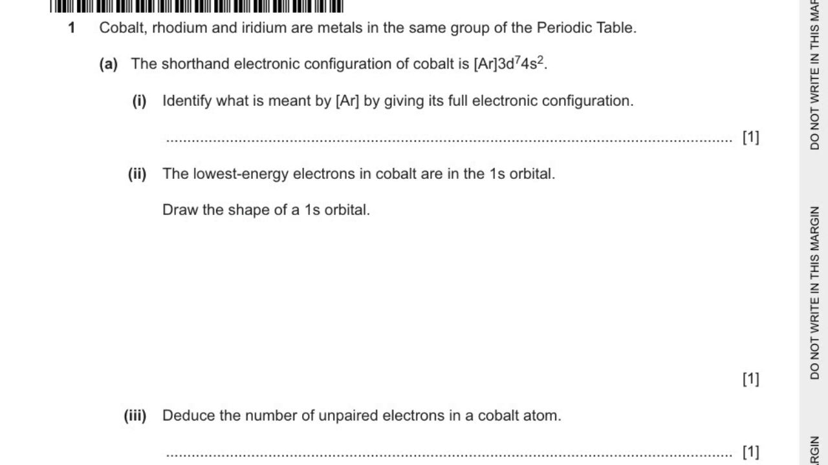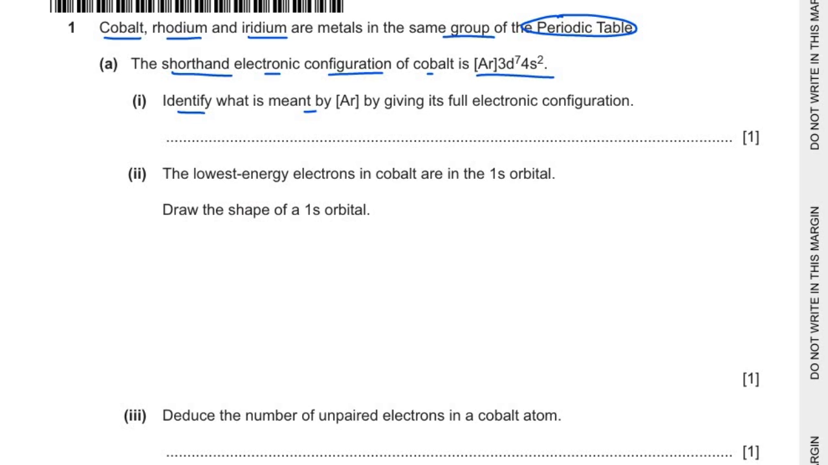So now let's start with question 1 of question paper 2-1 of 9701 chemistry, that is AS level chemistry of the examination series winter 24. And here is question 1, which says cobalt, rhodium and iridium are metals in the same group of the periodic table. The shorthand electronic configuration of cobalt is shown here.